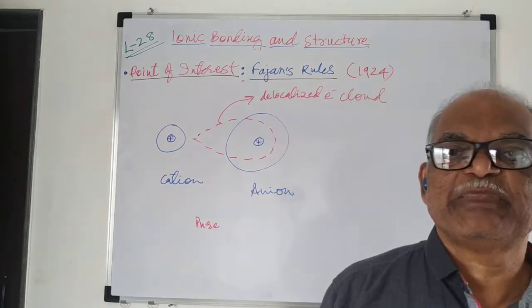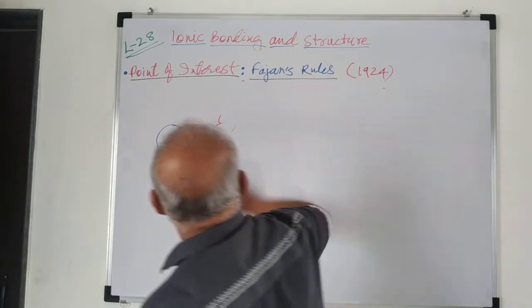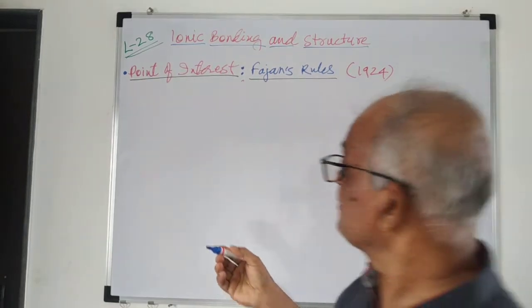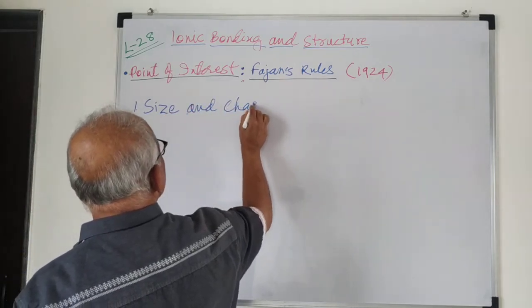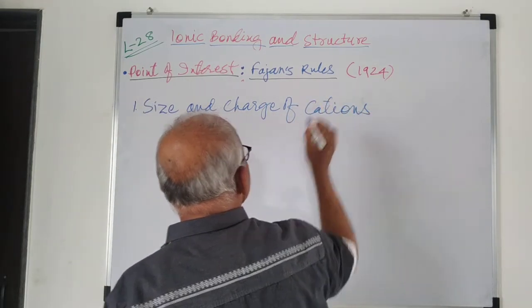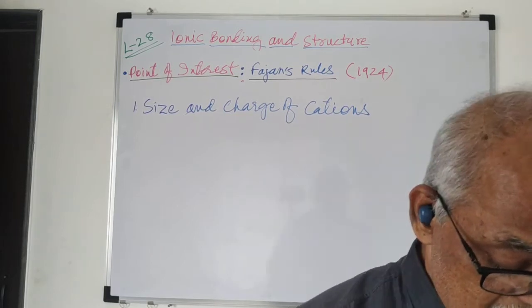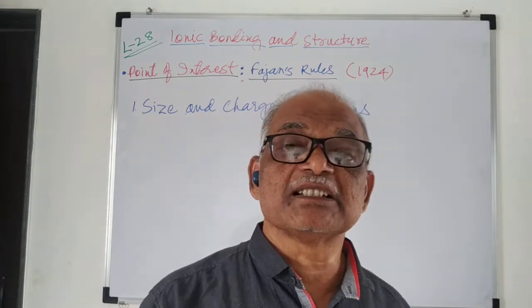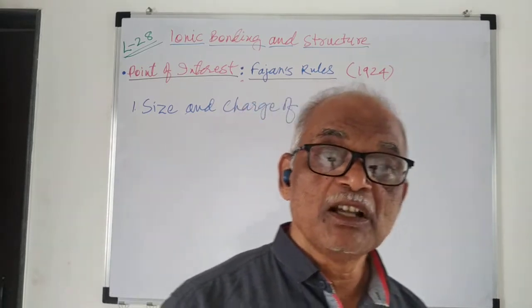This behavior will be explained in three parts or three points. So we will see these three points here. The first point is the size and charge of cations. If we take cations and anions of suitable nature, then we can discuss the effect of the properties of ionic solids on the covalency.